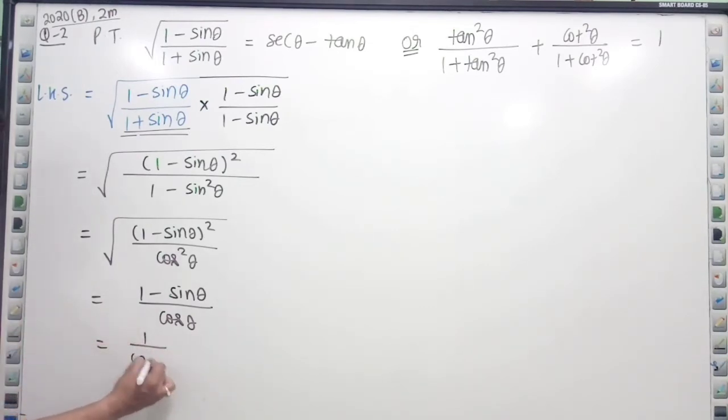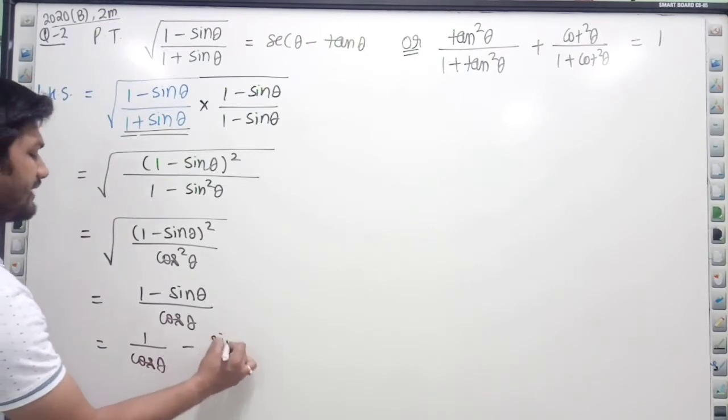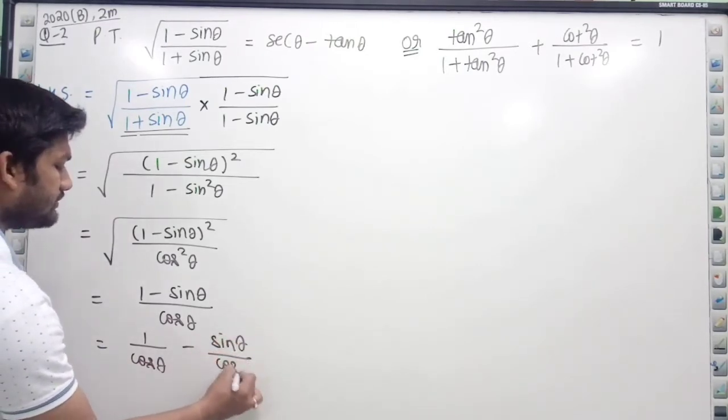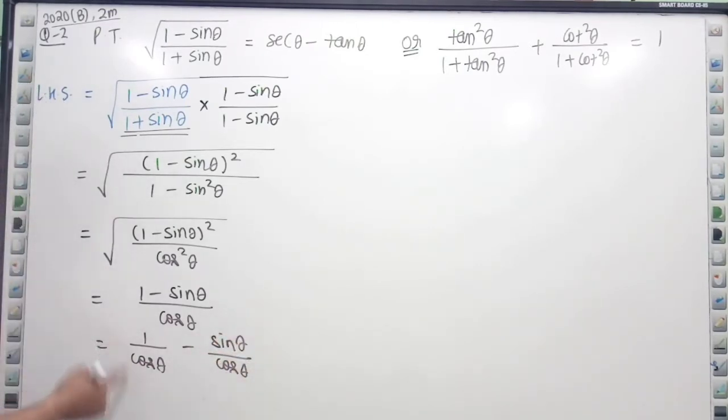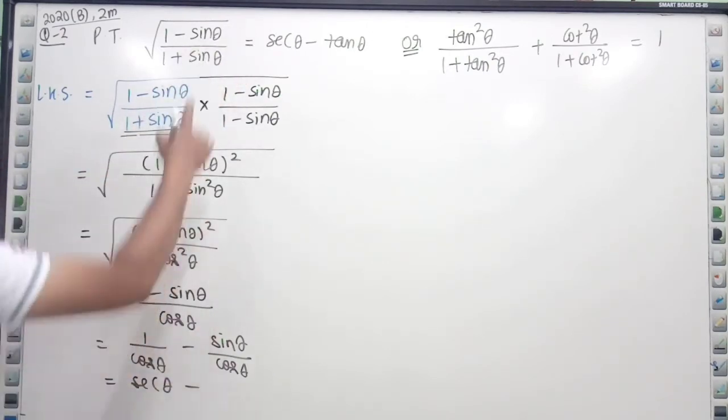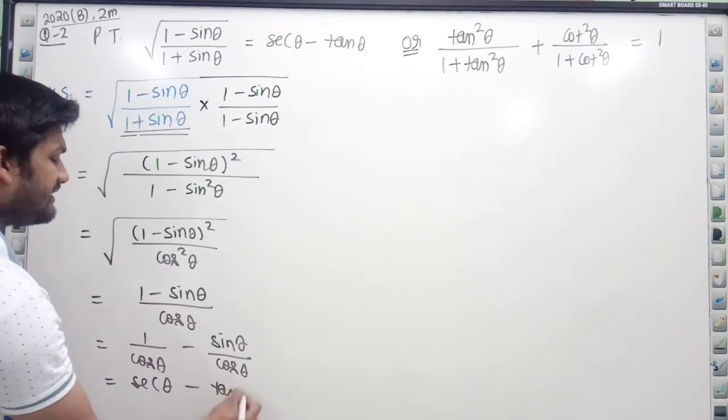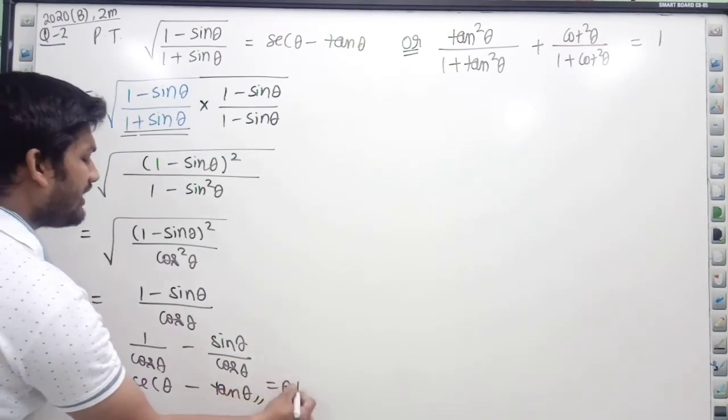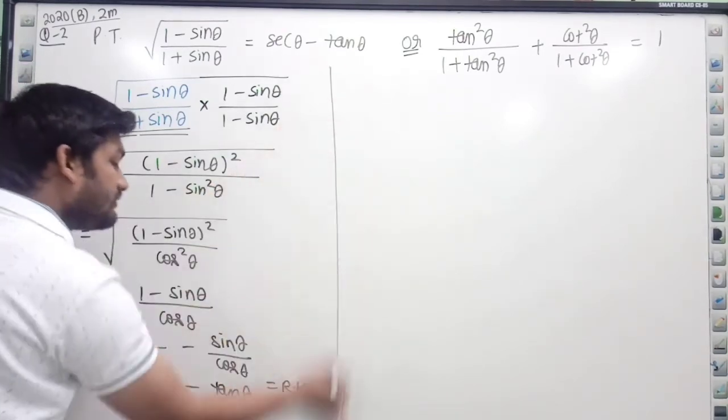1 by cos, sin by cos. What is 1 by cos theta? Sec theta. And what is sin by cos theta? That is tan theta. And this is what the RHS is, hence proved.